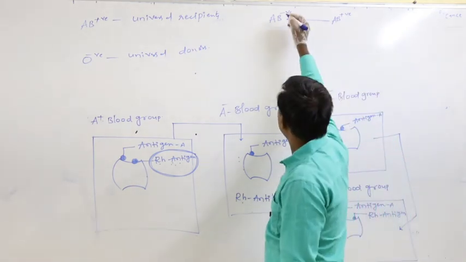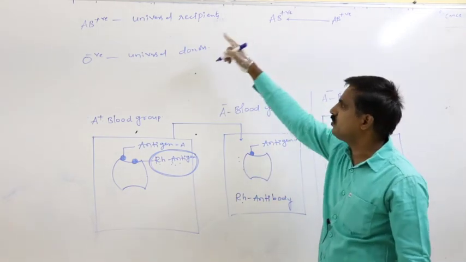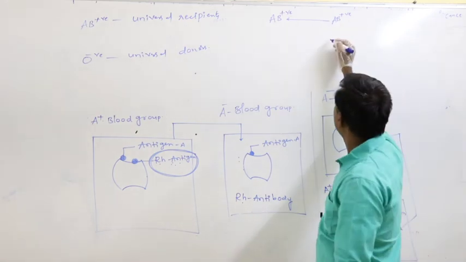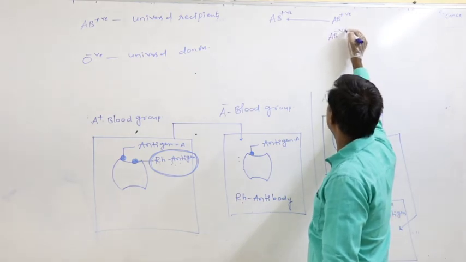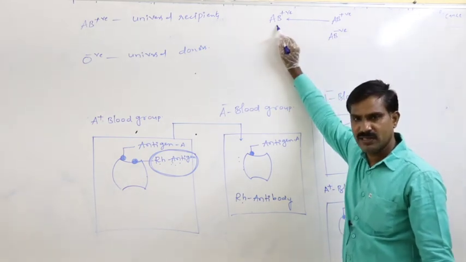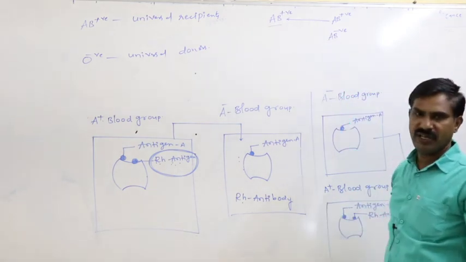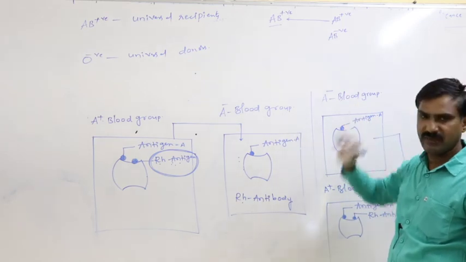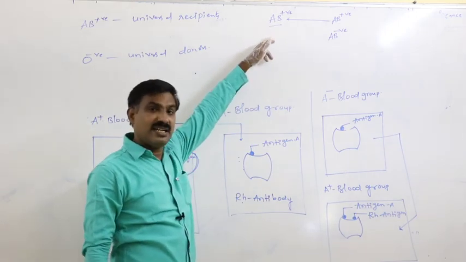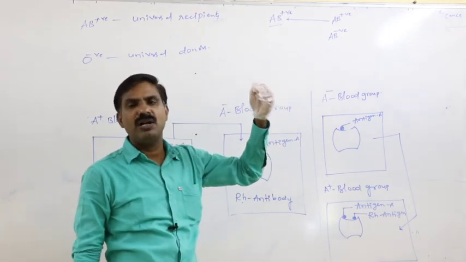Otherwise, since the AB positive person's body is called the universal recipient, he can very freely receive AB positive blood, and he can very freely receive AB negative blood also. Because in the positive person's body, Rh antibodies are never produced. In a positive person's body, Rh antibody production never takes place. That is why AB positive persons can receive blood from other blood grouped persons, whether positive or negative.